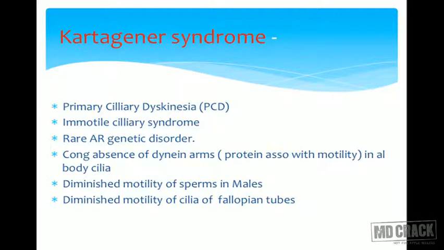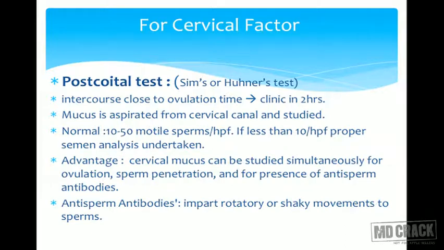Now remember this syndrome from your exam point of view, Kartagener's syndrome. This is seen in both. There can be primary ciliary dyskinesia, immotile ciliary syndrome, meaning whatever the functional ability of the cilia of the fallopian tube is lost. It is an autosomal recessive genetic disorder, and there is decreased motility seen in sperms in males, and in females decreased motility of the cilia of the fallopian tube.